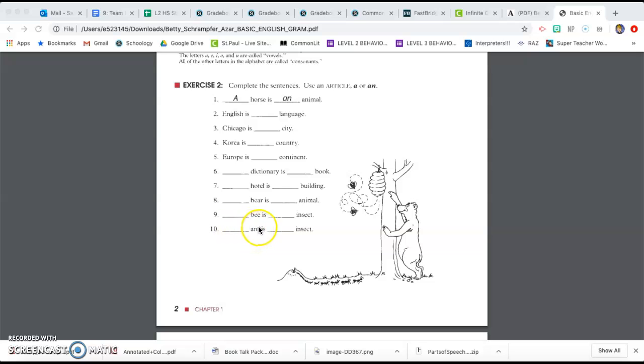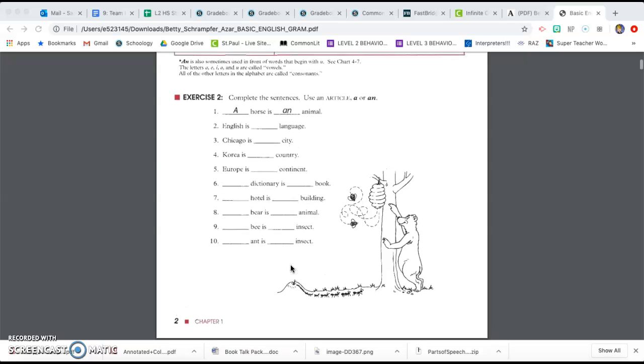So blank ant is blank insect. You know, these are ants. We see them outside. They like to come into our houses and eat our food. These types of animals are called insects or bugs. Sorry, my washer is washing right now. So, A and I, we know that we're going to use an in front of this because it starts with a vowel. So ant is an insect.